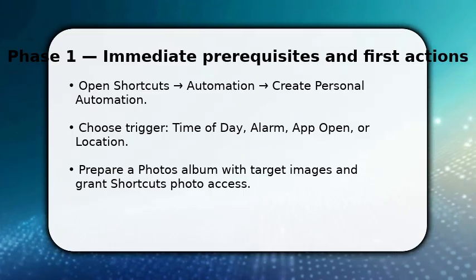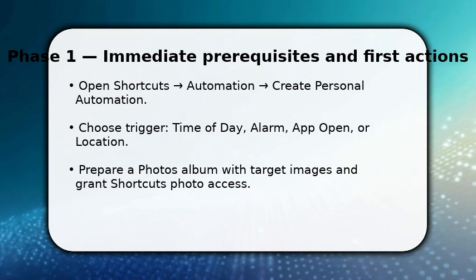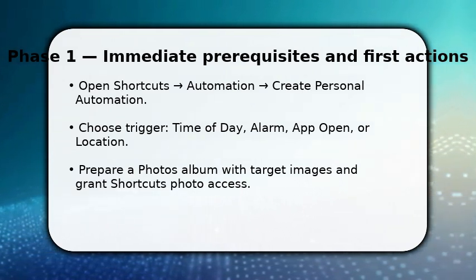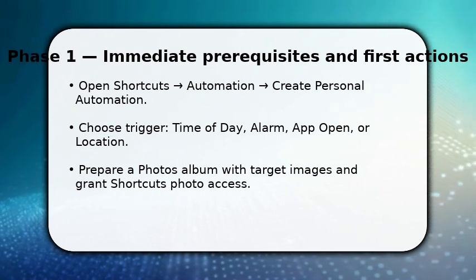You start by opening shortcuts and tapping automation. Create a personal automation now. Choose a trigger. Time of day is simplest, so the phone changes wallpaper on schedule.